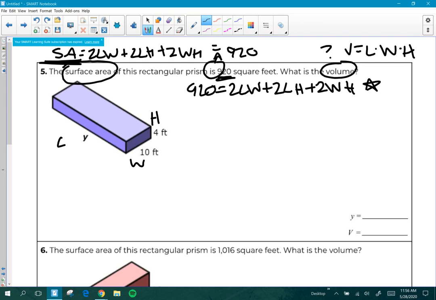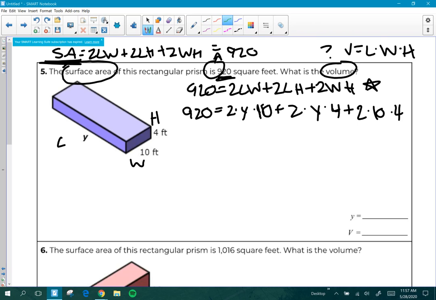So again, this 920 doesn't change, it's still 920, equals 2, I know my length is y, times my width, which is 10, plus, again, it's 2 times my length, which is y, times my height, which is 4, plus, and then 2 times my width, which is 10, times my height, which is 4. So it's a little bit complex. From here, I can simplify everything. So this 920, again, is going to stay.